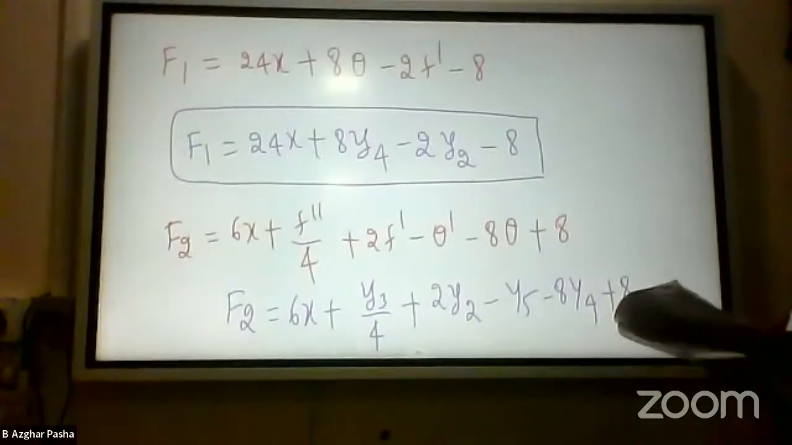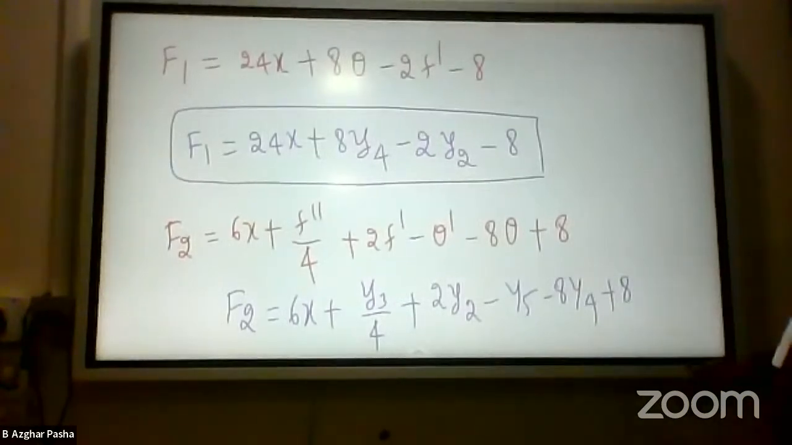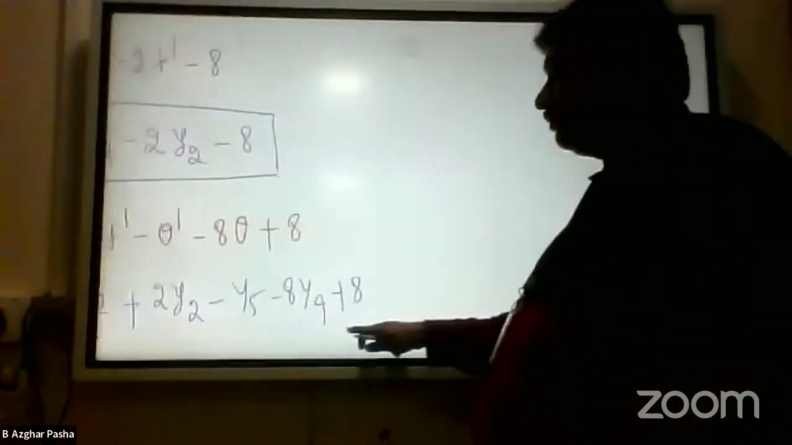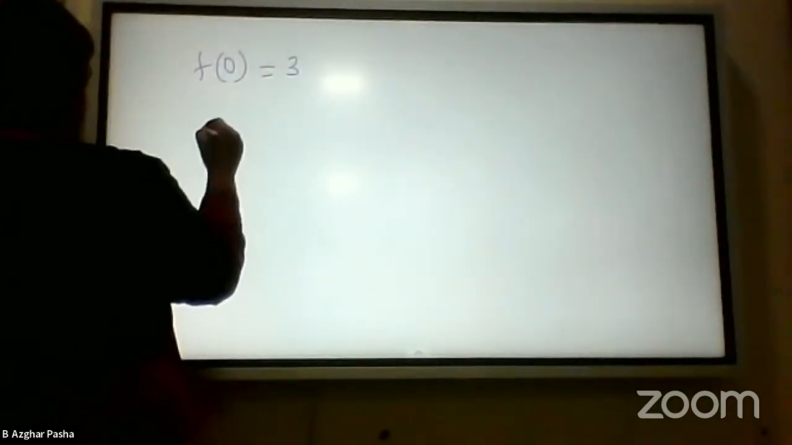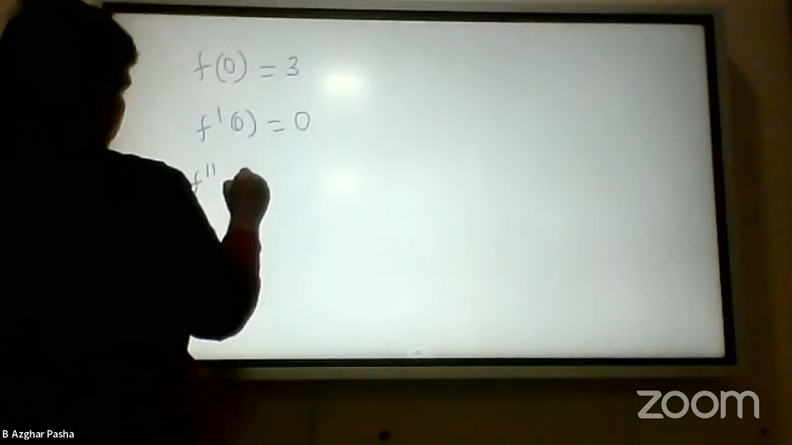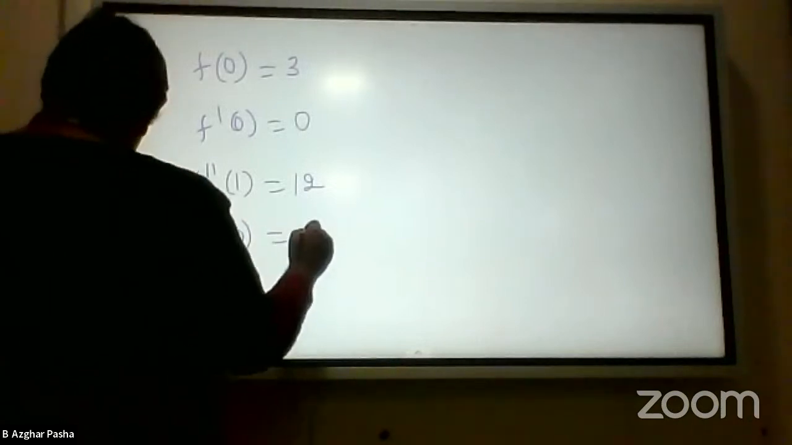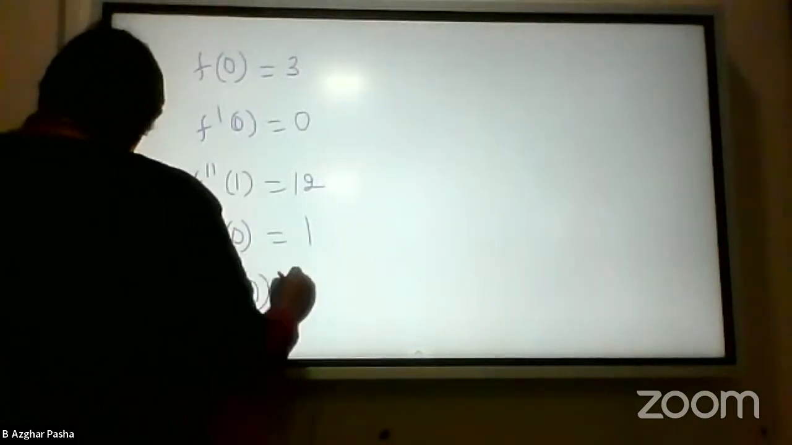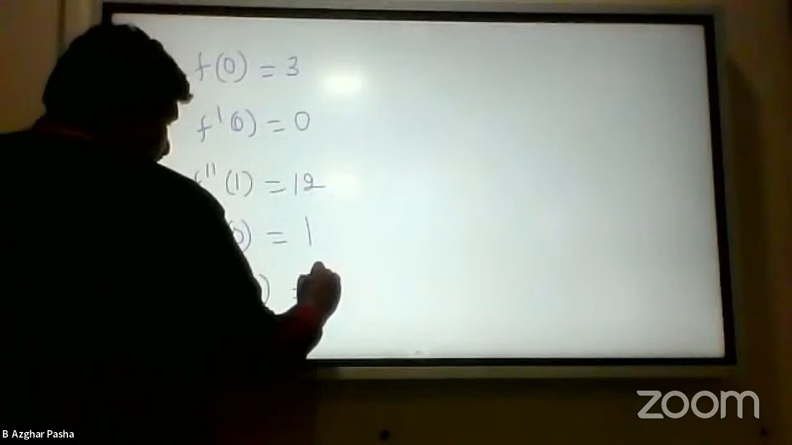Now the conditions. Conditions are like this. f of 0 is equal to 3. f dash of 0 is equal to 0. f double dash of 1 is equal to 12. Theta of 0 is equal to 1. Theta dash of 1 is equal to 3. These are the conditions at 1.